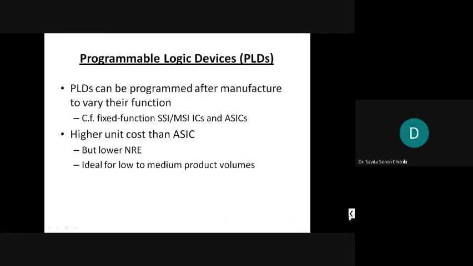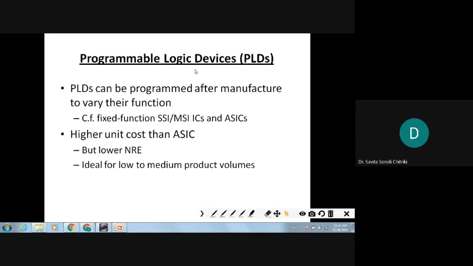Next, the first device, that is programmable logic devices. PLDs can be programmed after manufacture to verify their function, right? Fixed function SSI, MSI ICs have a higher unit cost than ASICs but lower NRE cost. Initial manufacturing needs much less money for this. And it is ideal for low to medium product volumes. So for low to medium product volumes, we will use PLDs, right?